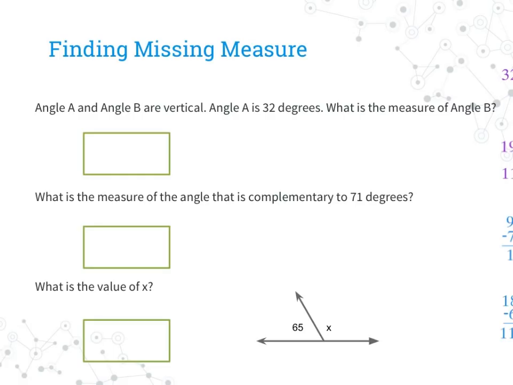So the next thing they're asking us to do is find the missing measure. It's going to give us one measure and it's going to tell us something about the angle relationship. We're going to use what we know about angle relationships to find the piece that is missing.